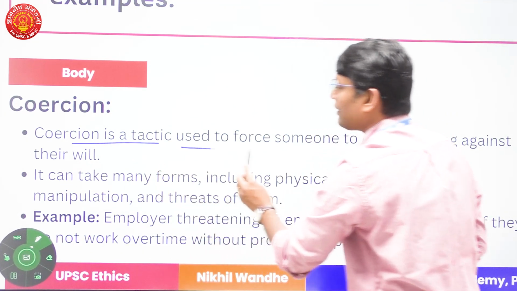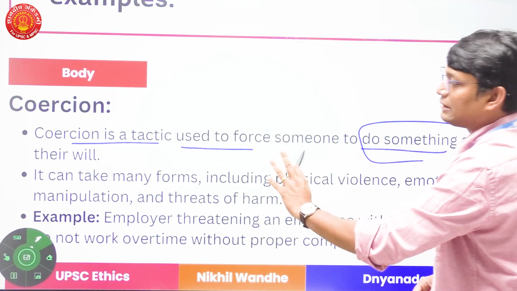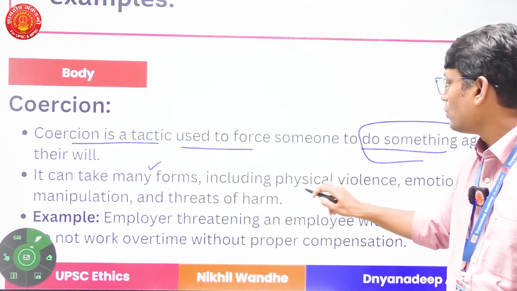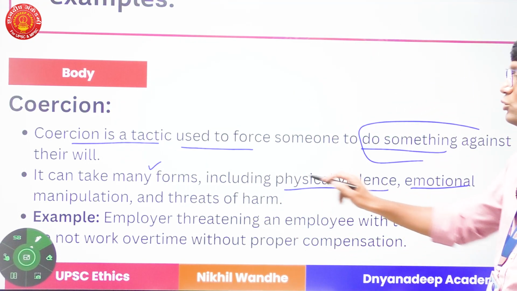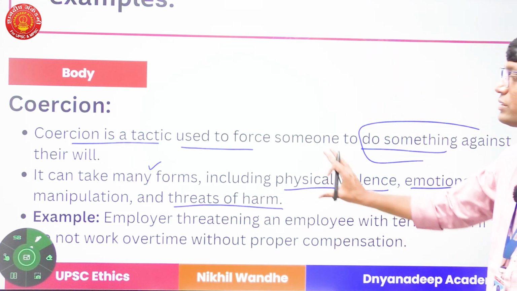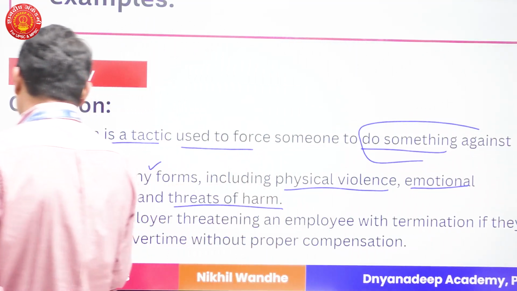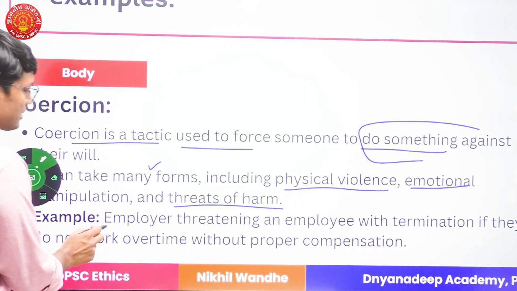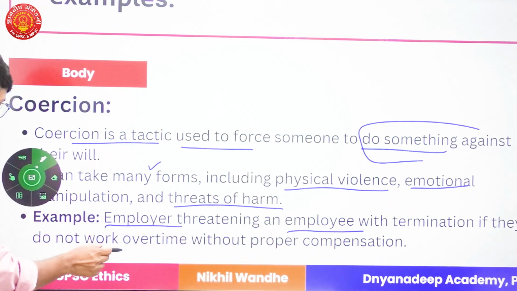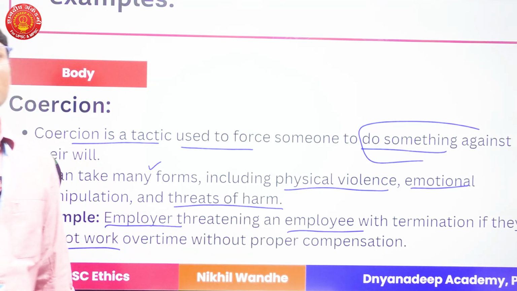So coercion is a tactic used to force someone to do something against their will, right? And it can take many forms, including physical violence, emotional manipulation, and threats of harm. Fine. So this is my coercion. Here I have also given one example of what coercion exactly is. An employer threatening an employee with termination if they do not work overtime without proper compensation.